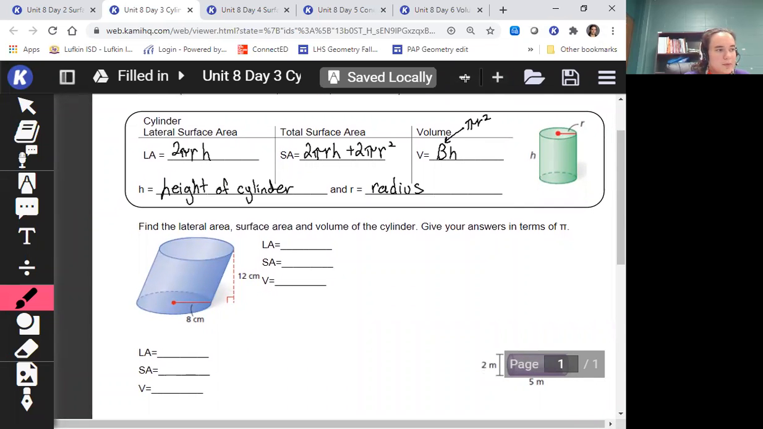So on our first one, we want to find lateral area, surface area, and volume of our cylinder. We need our radius. We've been given it. That is 8. We need our height. That's 12.